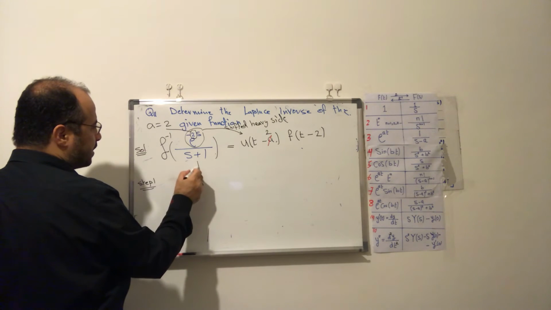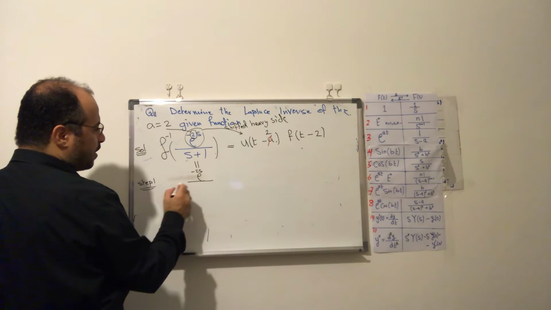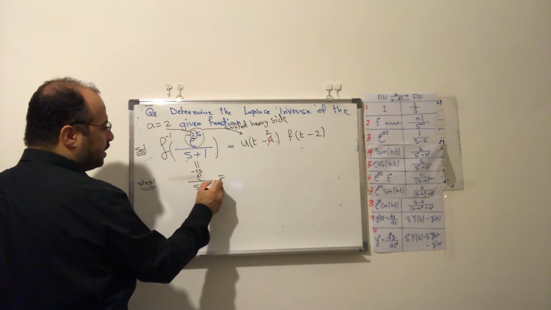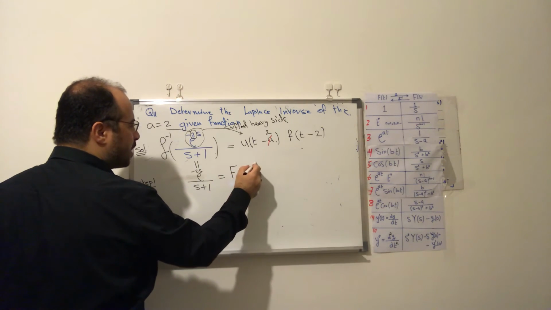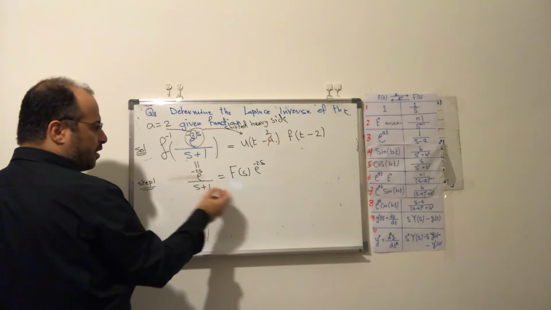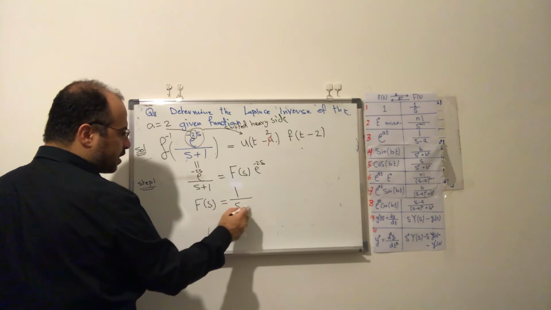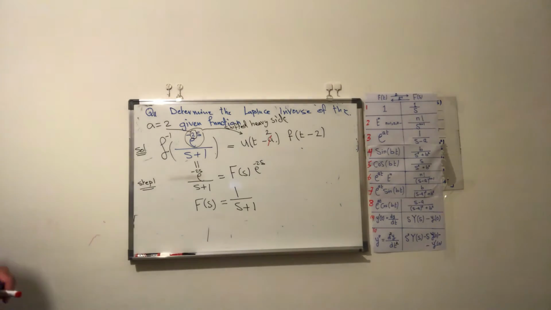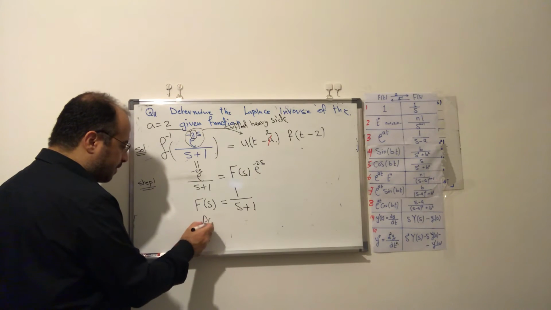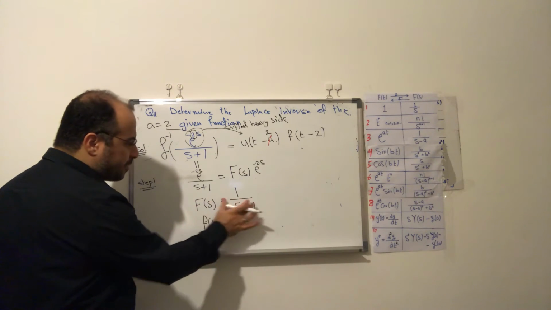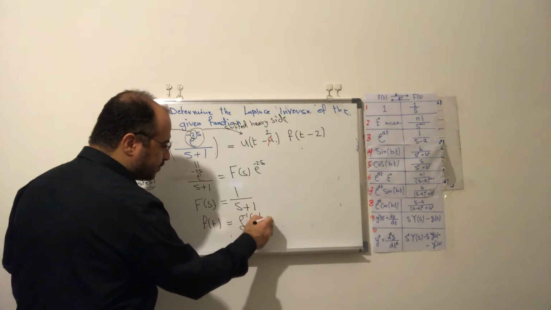F of t is, let me just tell you the story. If you have e minus 2s over s plus 1, it should equal F big of s times e minus 2s, yeah? Now, it's clear that your F big of s is just 1 over s plus 1. Now if you need f small of t, it will be the Laplace inverse of 1 over s plus 1, yeah?